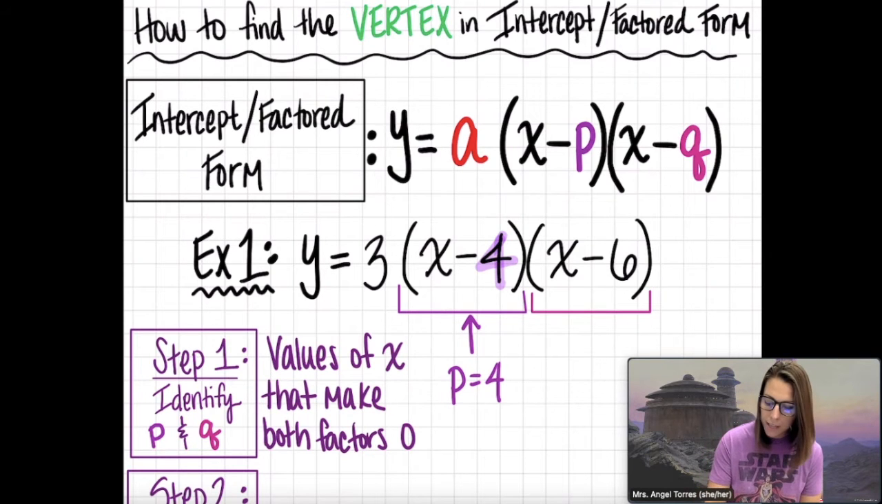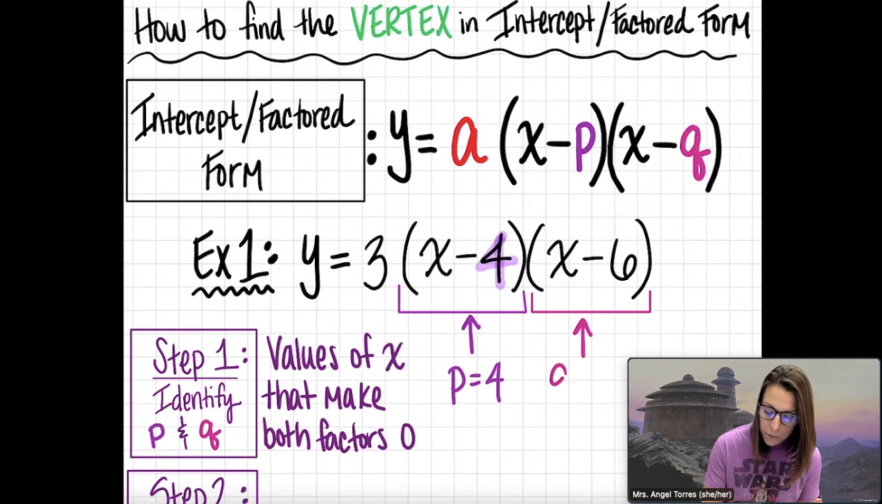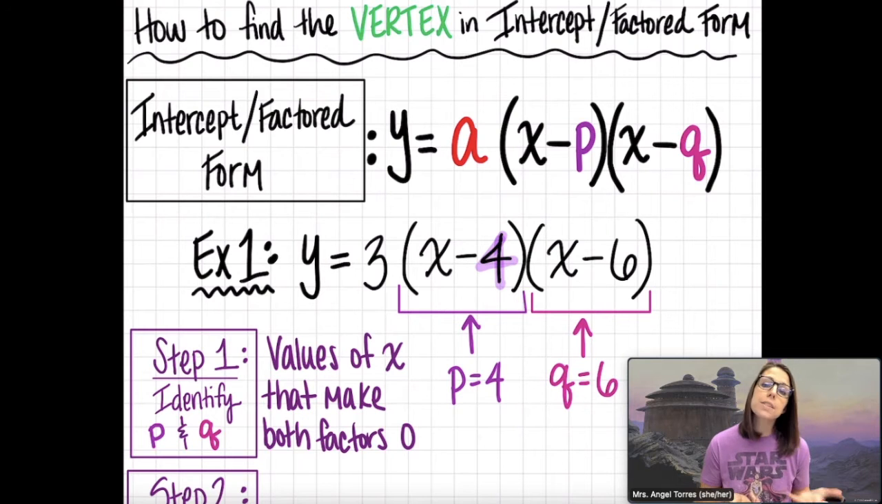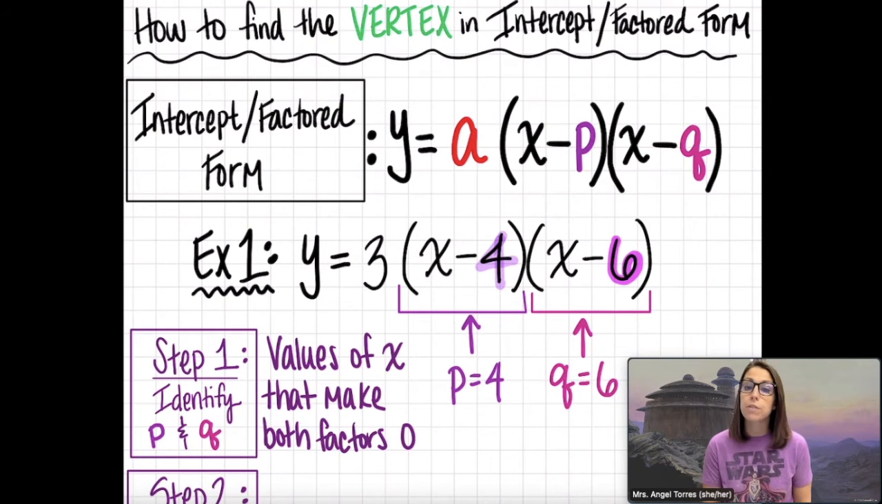Over here in our second group, what value of x would cause that to equal 0? That would be positive 6. So q here would be positive 6. And that also matches what we were given in our formula. Since the formula is x minus q, if we have x minus 6, that means the value of q here is 6.